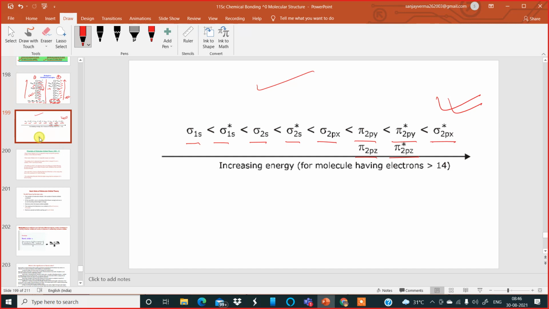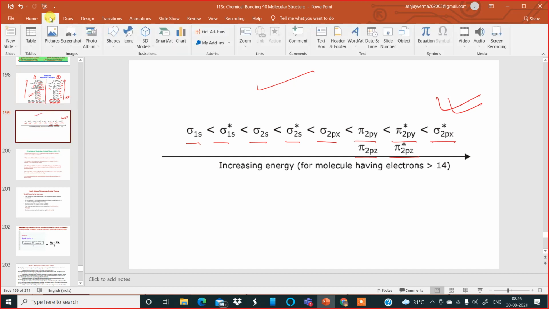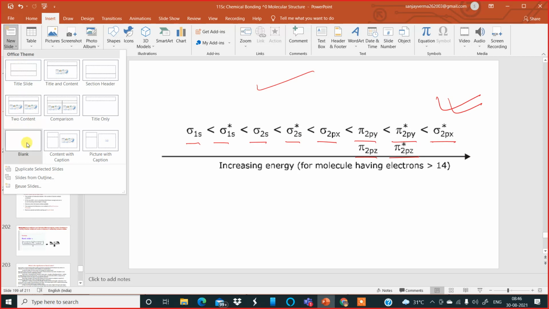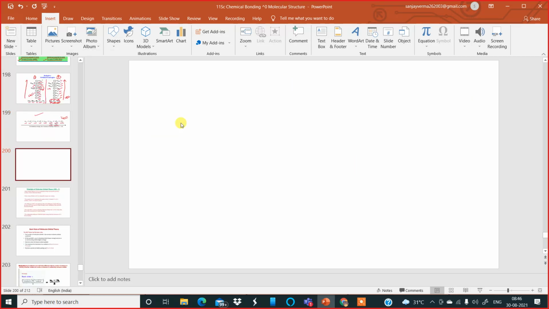Now in the beginning we'll come back to this slide again and again. Okay, but just now let me show you one example. Let's take the first example, that is formation of hydrogen molecule, molecular orbital. Okay, now during the formation of hydrogen molecule, we know that there are two hydrogen atoms required.